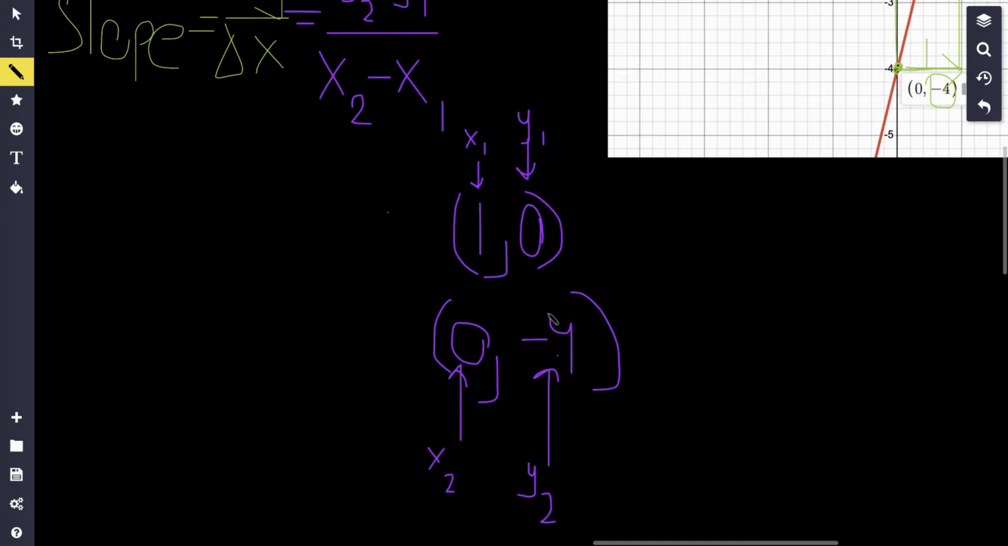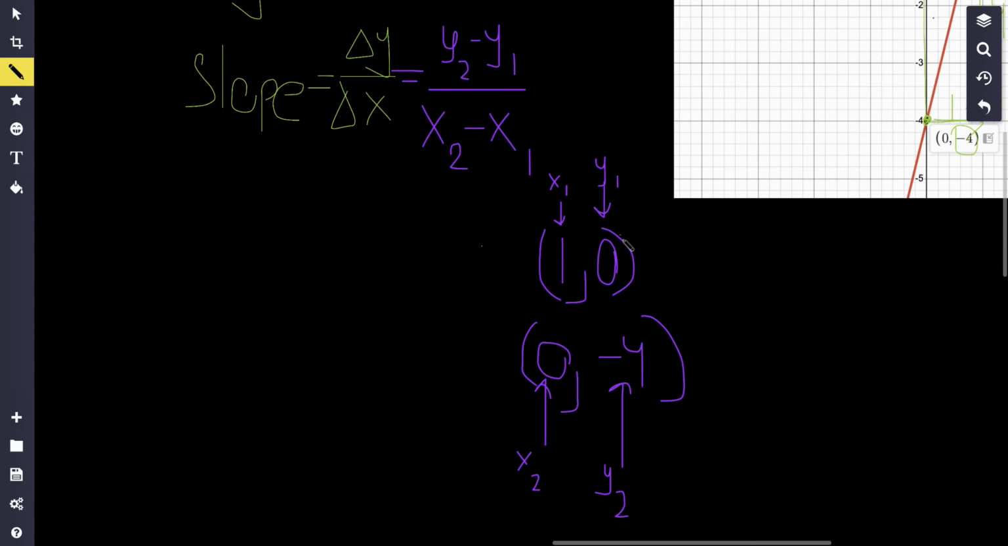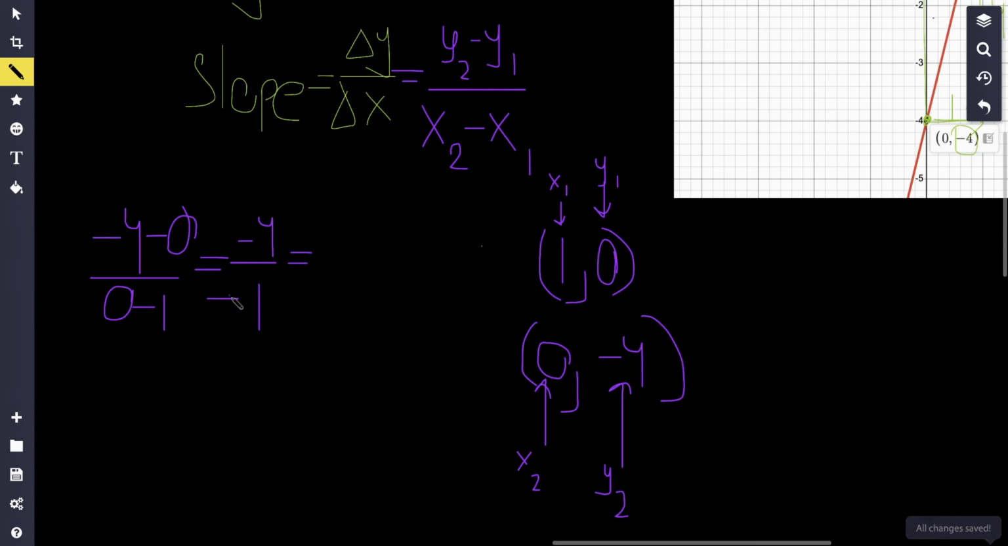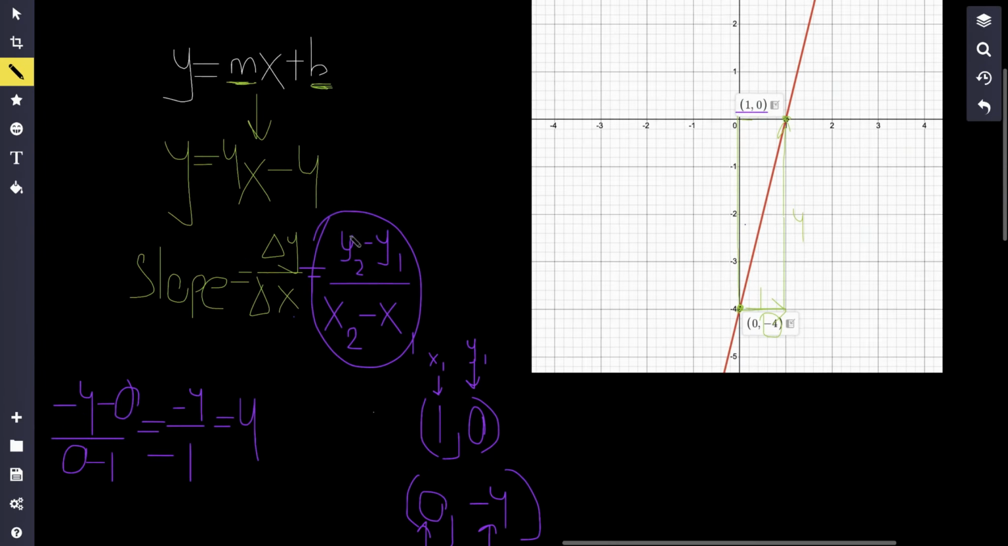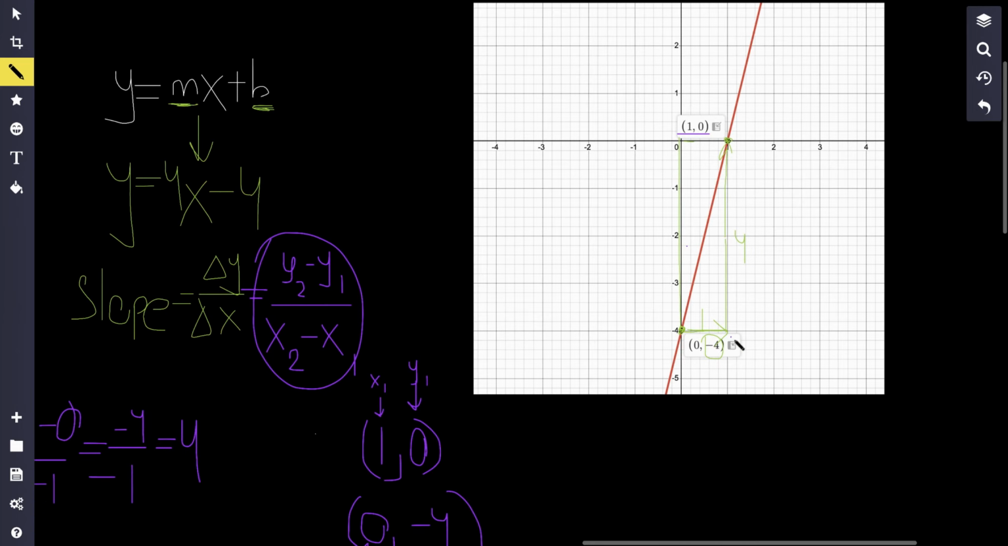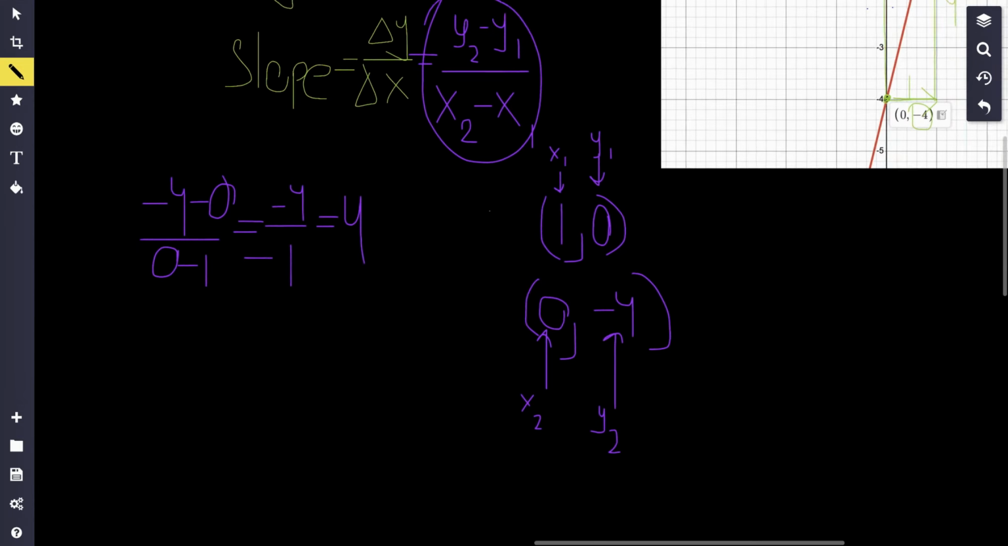I'll call this y2. Now, it turns out that if you take the difference in the y values, in this case, y2 minus y1, so what's -4 minus 0, and I divide this by x2 minus x1, aka 0 minus 1, notice how I get -4, because -4 minus 0 is -4, and on my denominator, I get -1. And notice how -4 divided by -1 is equal to +4. Notice how when I use this formula, I get the same result as looking at it visually. Visually, I see that this increases by 4 every time I move to the left by 1. But you can also do this using math.